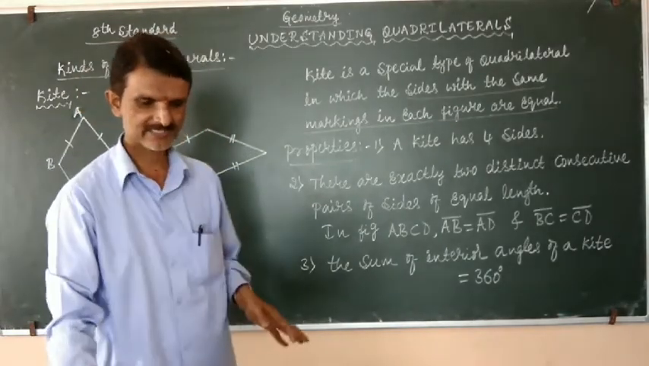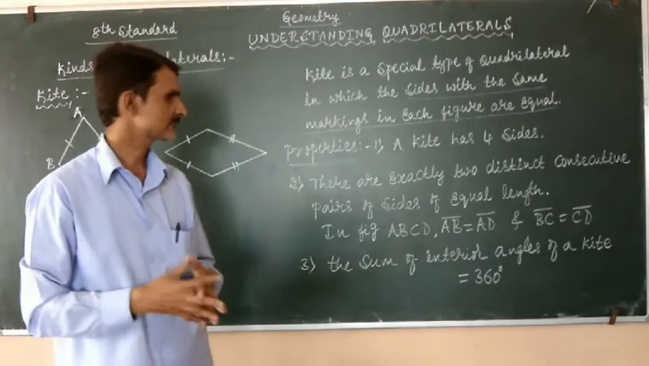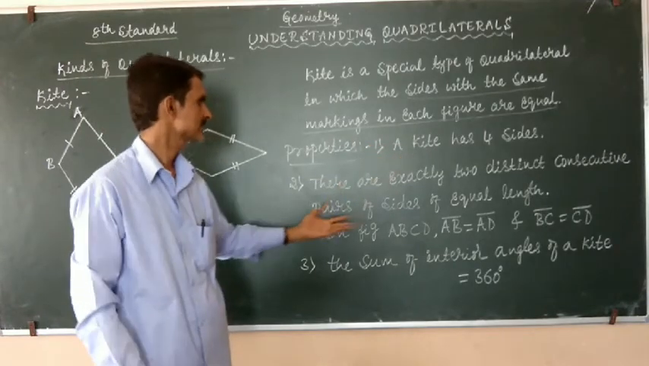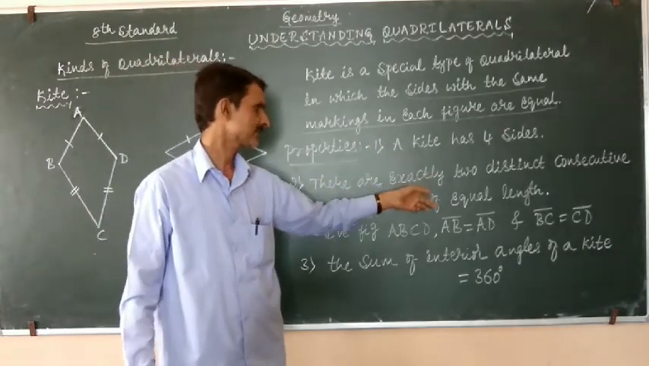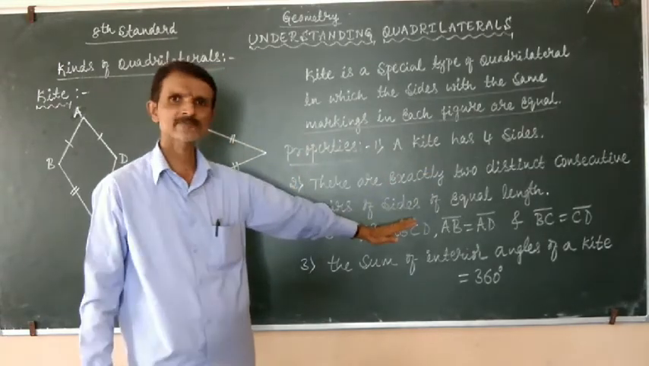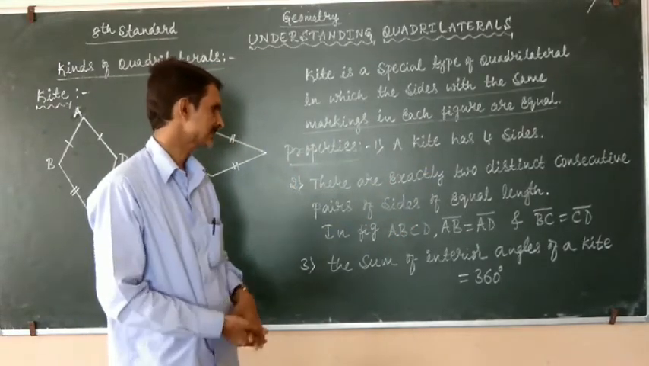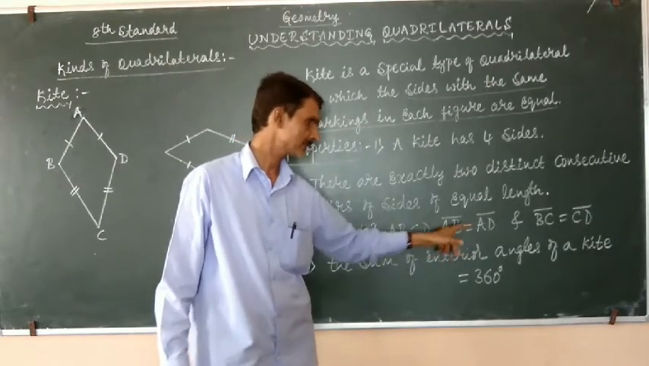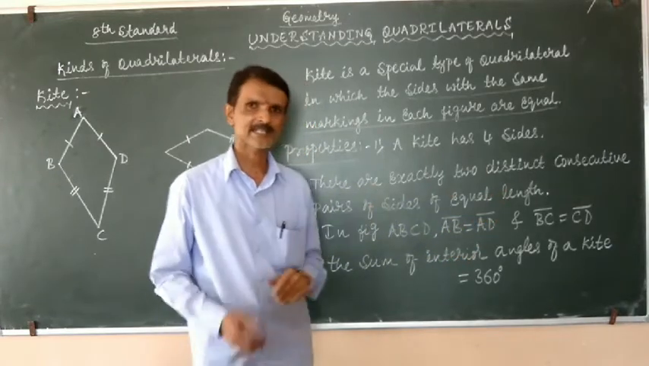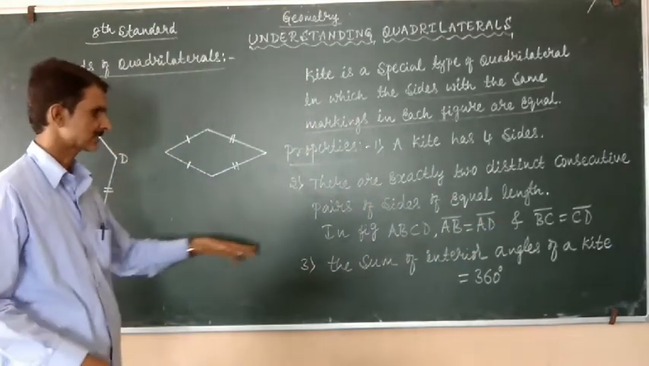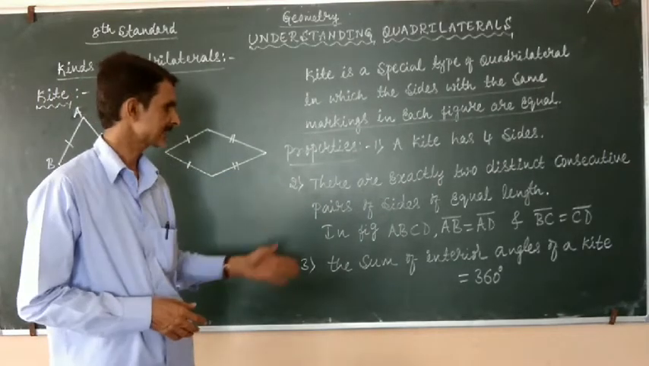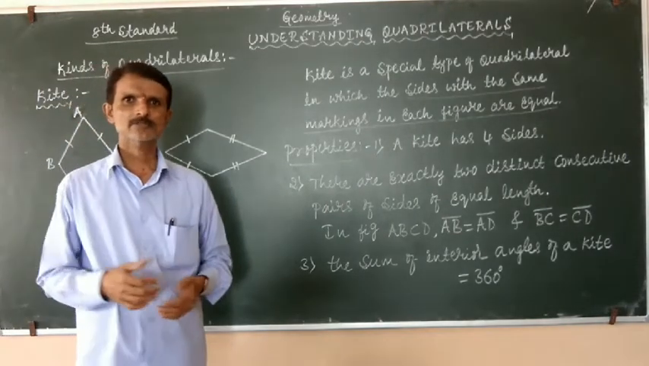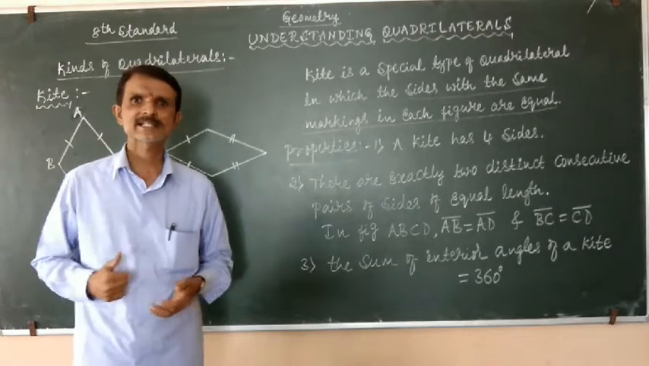So this is a little information about the kite. The first one is that a kite has four sides. The second property is that there are exactly two distinct consecutive pairs of sides of equal length. If you observe the figure ABCD, AB is equal to AD and BC is equal to CD. And the third property is that the sum of the interior angles of a kite is equal to 360 degrees. Now students, we will move on to the next kind of quadrilateral.